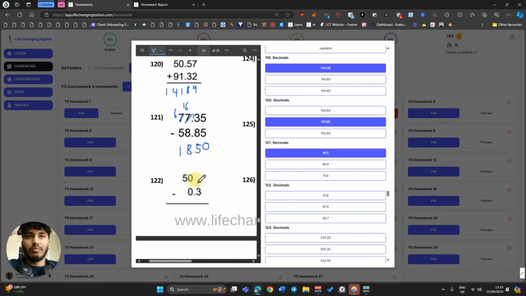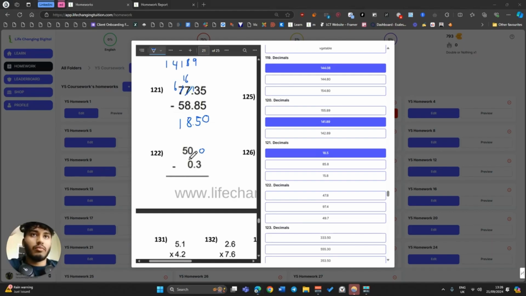122. So now imagine there's a decimal point here. 0 minus 3 doesn't work, so we have to borrow. We can't borrow from the 0, so let's borrow from the 5 first to make this into a 10, and then we can borrow from here to make this into a 9, and this will be a 10. So now 10 minus 3 is 7. Bring the decimal point down. 9 minus 0 is 9, and then 4 minus 0 is 4. So you got 49.7.